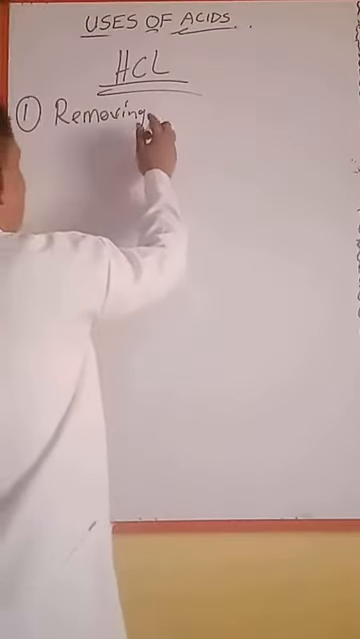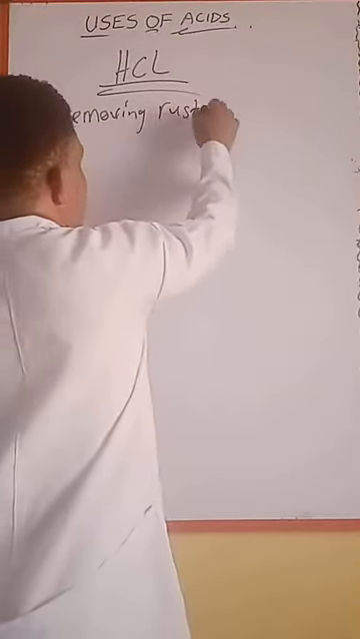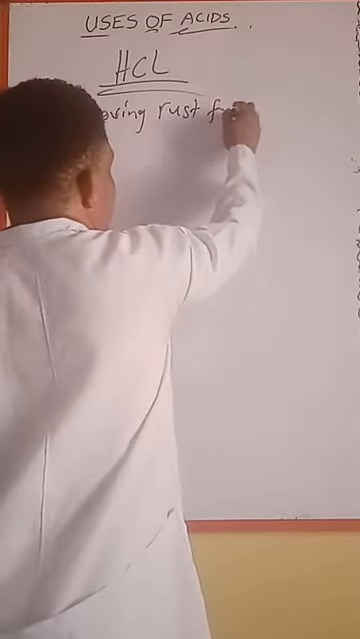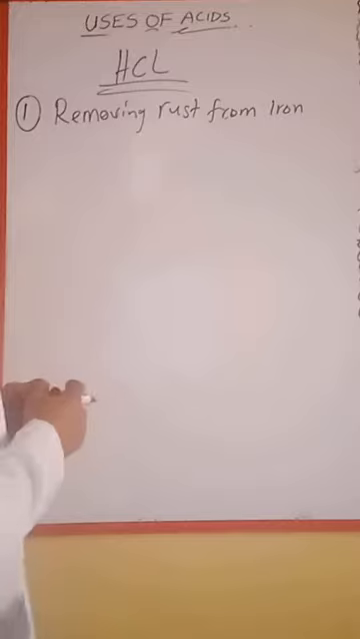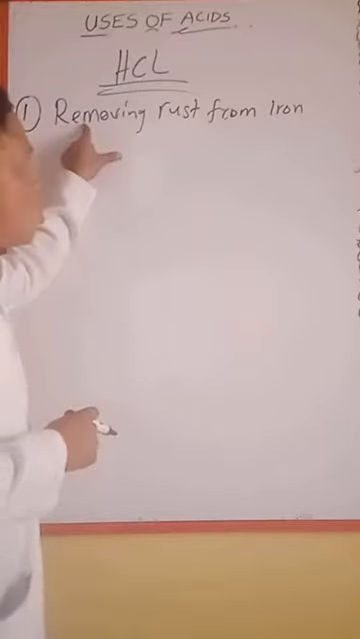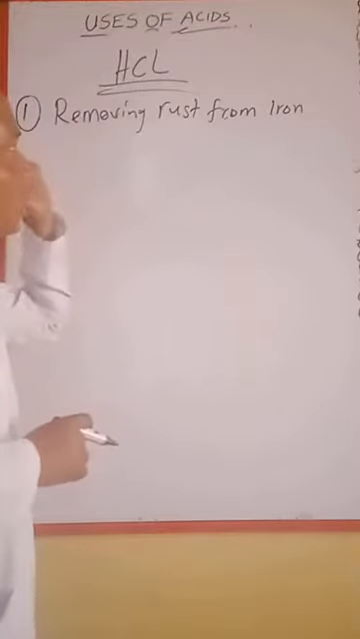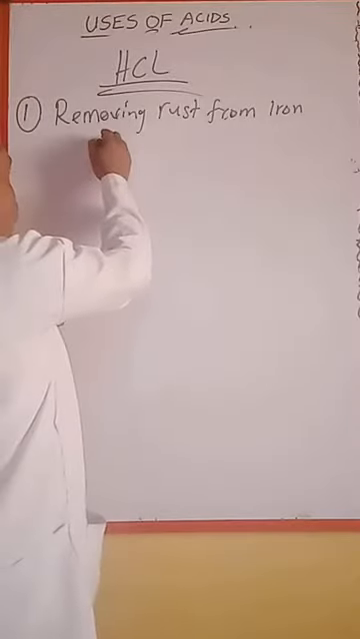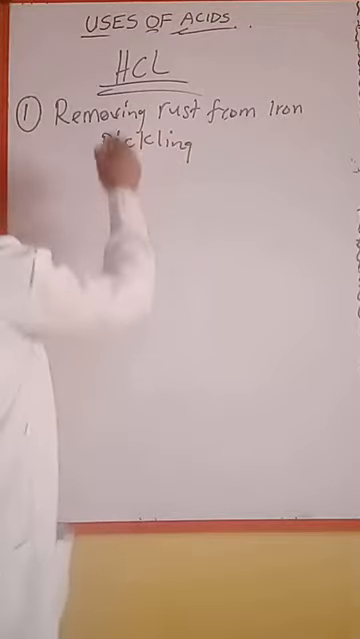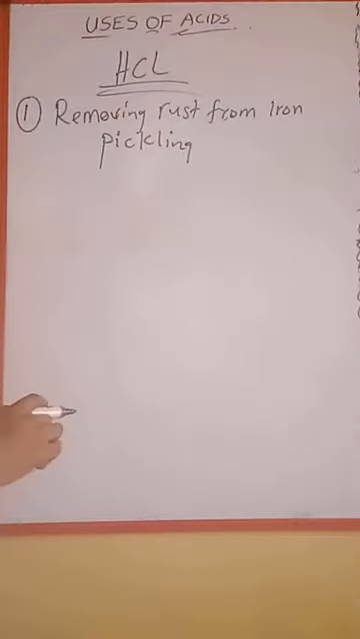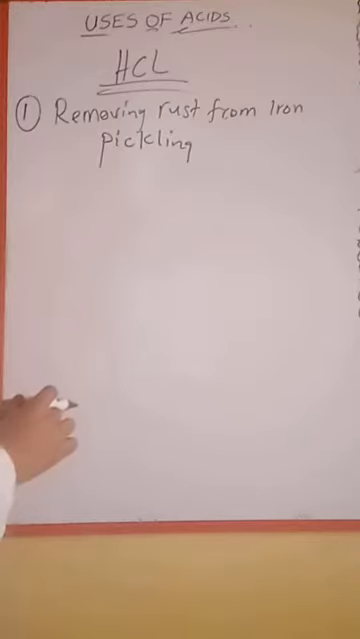Removing rust from iron. We use hydrochloric acid to remove rust from iron. And the process of removing rust from iron is known as pickling. The process of removing rust is known as what? Pickling.